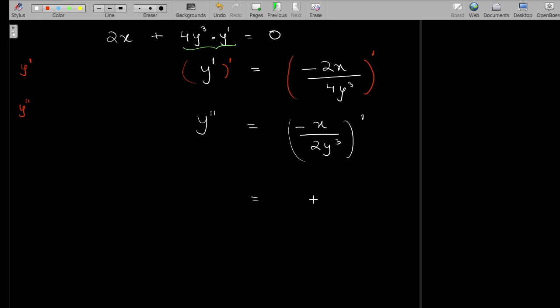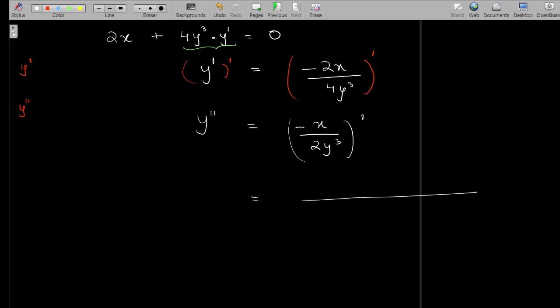Okay Anika, let's differentiate this function, negative x over 2y cube, using the quotient rule. So that would become first negative 1 times 2y cubed minus negative x times 6y squared over 2y cubed squared.